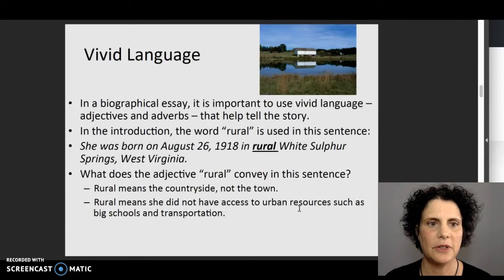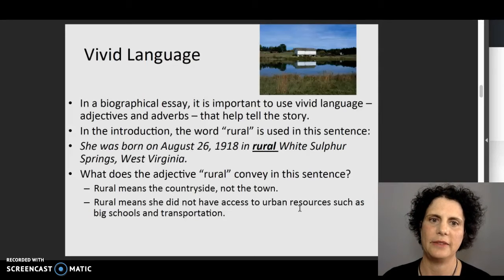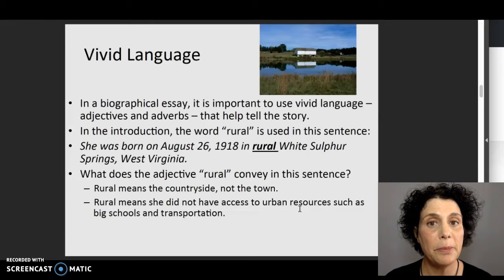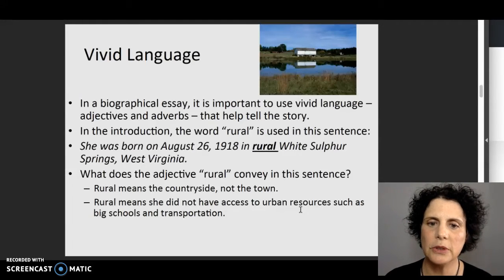Vivid language. In a biographical essay, it is important to use vivid language, adjectives and adverbs that help tell the story. In the introduction, the word rural is used in this sentence: She was born on August 26, 1918, in rural White Sulphur Springs, West Virginia. What does the adjective rural convey in this sentence?